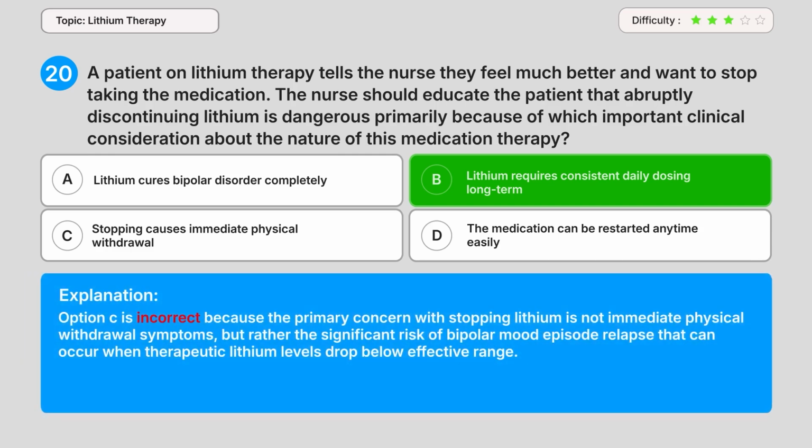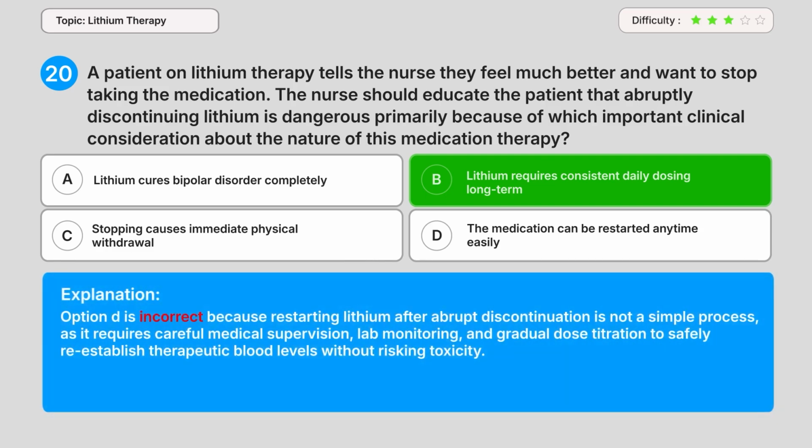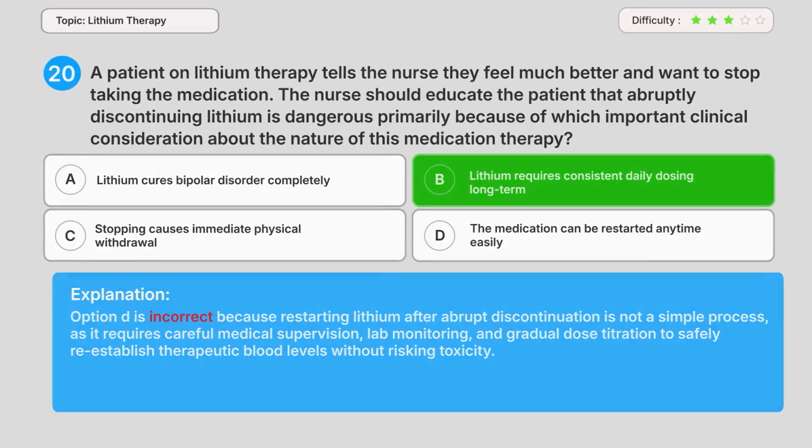Option C is incorrect because the primary concern with stopping lithium is not immediate physical withdrawal symptoms, but rather the significant risk of bipolar mood episode relapse that can occur when therapeutic lithium levels drop below effective range. Option D is incorrect because restarting lithium after abrupt discontinuation is not a simple process, as it requires careful medical supervision, lab monitoring, and gradual dose titration to safely re-establish therapeutic blood levels without risking toxicity.